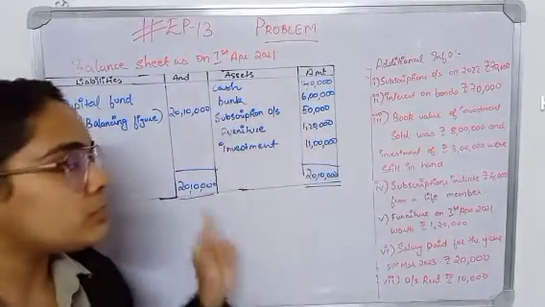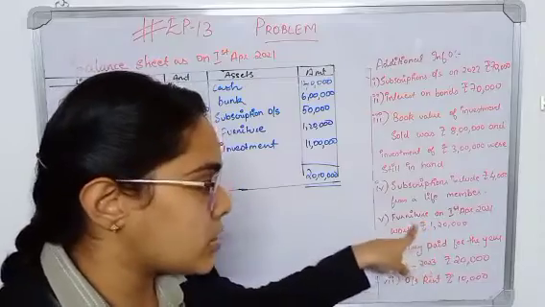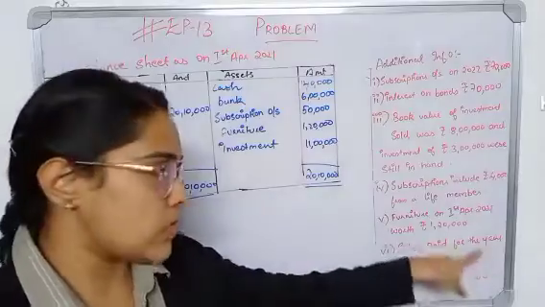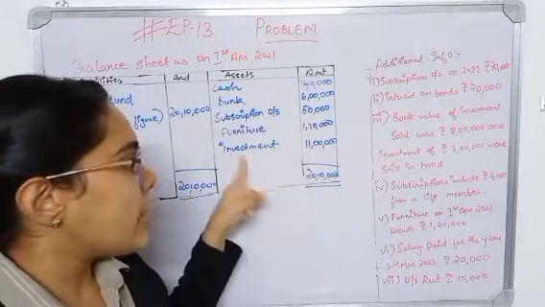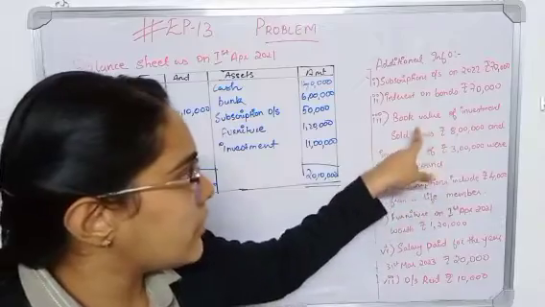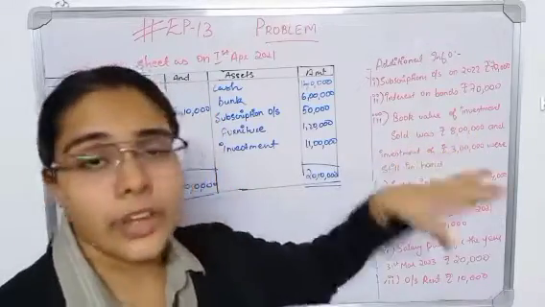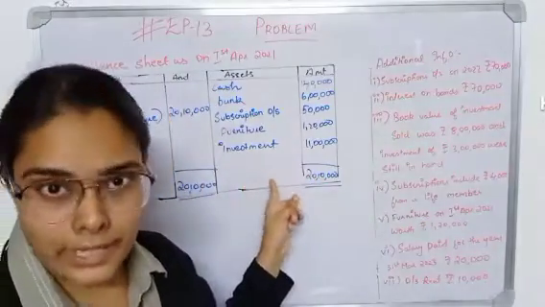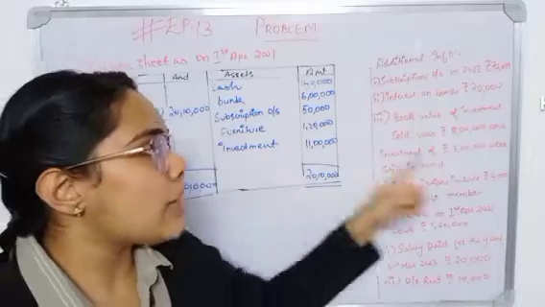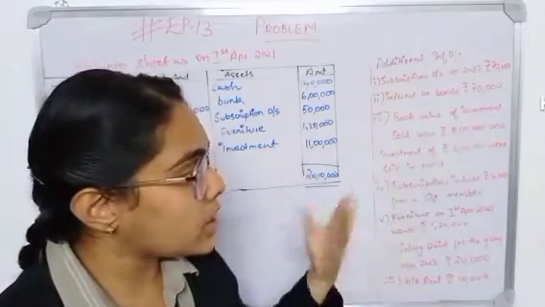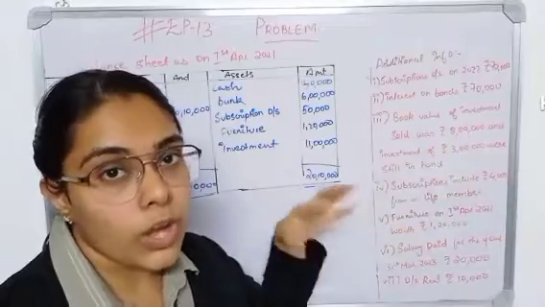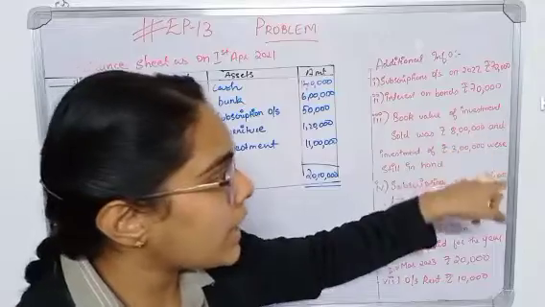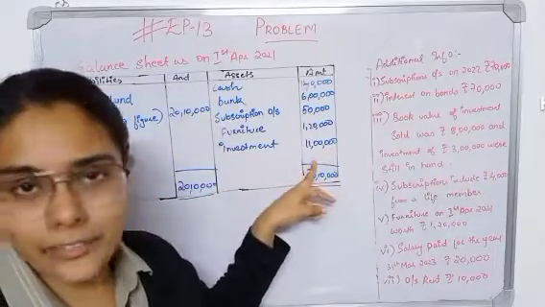Then we have furniture. Furniture's value is already given in the additional information: furniture on 1st April 2021 worth rupees 1,20,000. So you write it as such. Then we have investment. It is given that the book value of investment sold was 8 lakh. When did you sell it? During the current year. But we are preparing the balance sheet on the opening date. So you have to add 8 lakh and an additional 3 lakh worth of investment that was also remaining in our hand on the current date. So you add 8 lakh and 3 lakh, and you get a total of 11 lakh rupees.